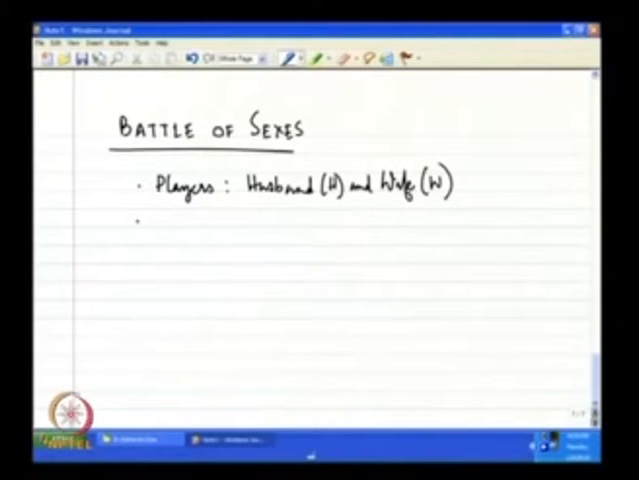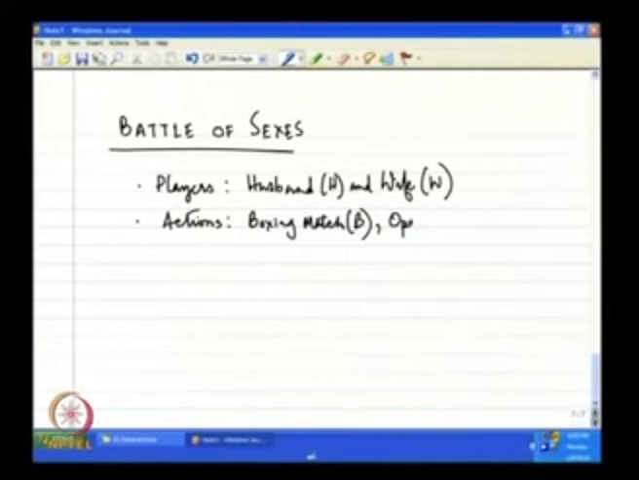Well, the story is that they are planning to spend their evening in their own way, and they have the following options: that they can go to a boxing match. So, let us call this B, or a musical performance, let us call this opera, O.